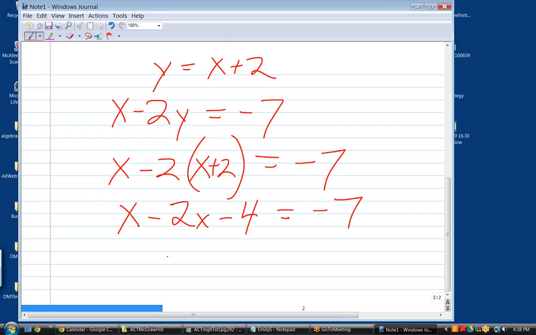Add the 4 to the 7 and combine the x's. So what's the next line going to be? -x equals 3. Wait a minute. Yeah. And finally, it's x equals 3. Okay.